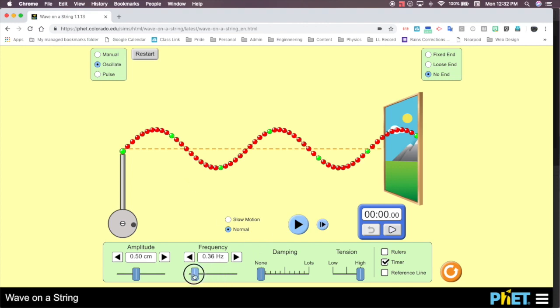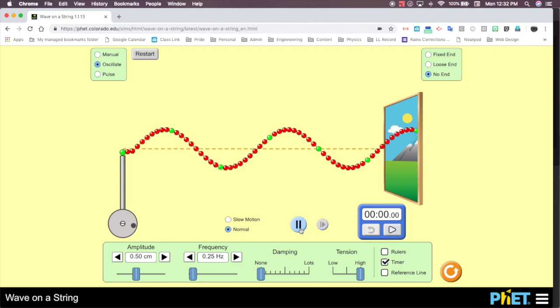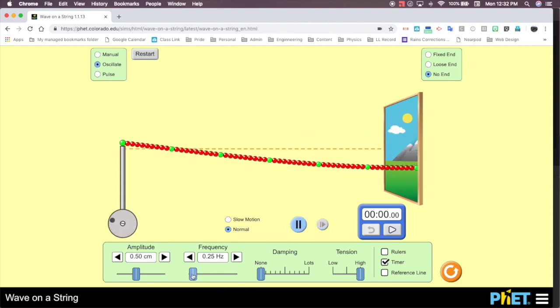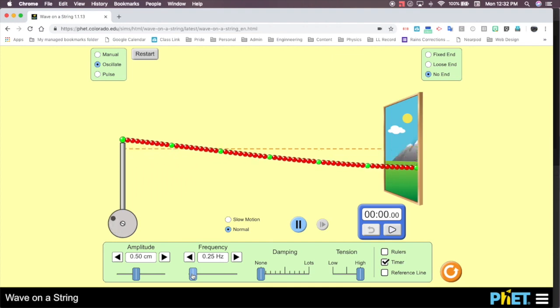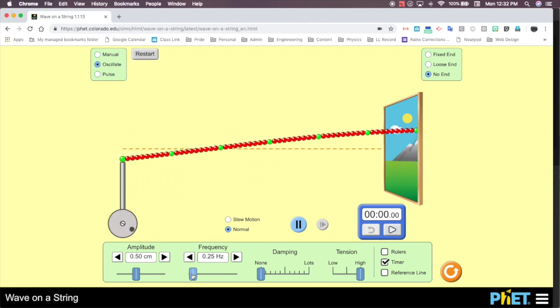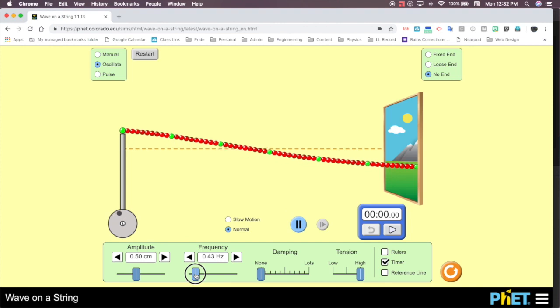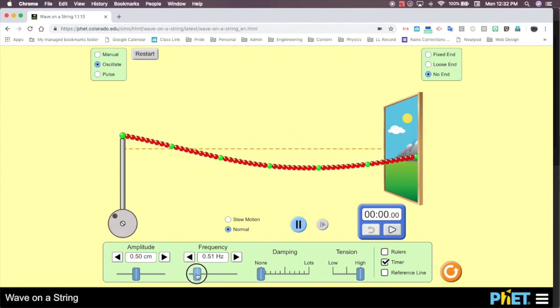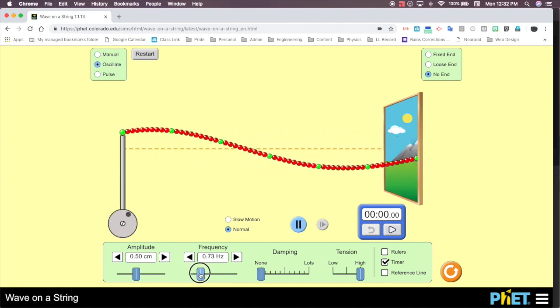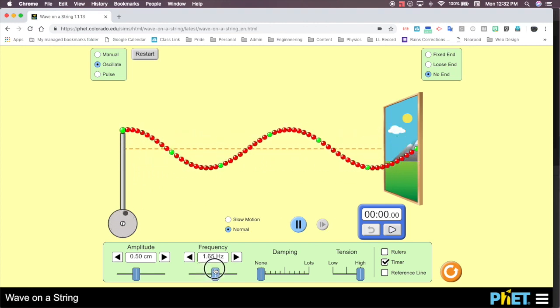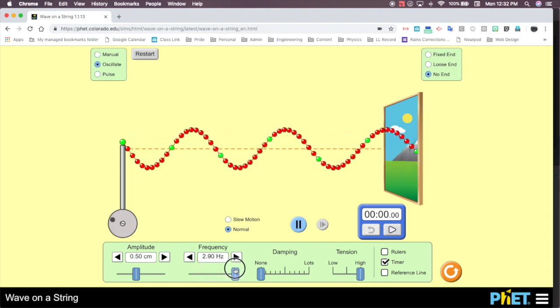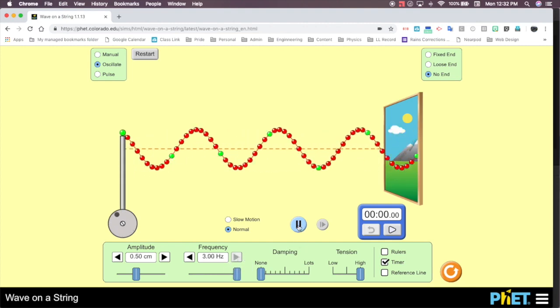So I'm going to start back down really small, and I'm going to push play. And notice, we barely even have a wave. I mean, we've got a portion of a wave here. This is taking ridiculously long. I'm going to increase, and now the wave is getting shorter. As I'm increasing the frequency, the wavelength is getting shorter. And we get shorter and shorter and shorter waves.